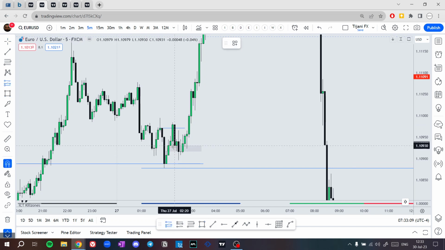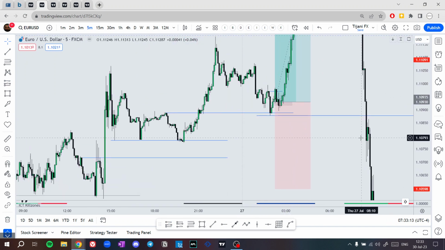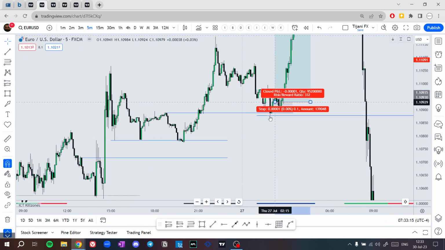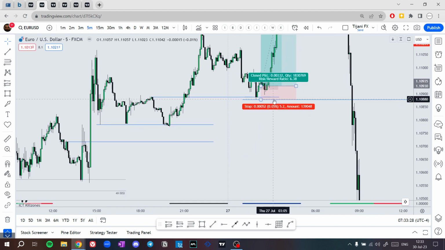Could enter here, right? That's stop loss for me. I'm not gonna push my stop loss here. I want to have a stop loss in a logical area, in a place that is gonna invalidate this setup. It's not only gonna invalidate the trade, but it's gonna invalidate the bullish idea.